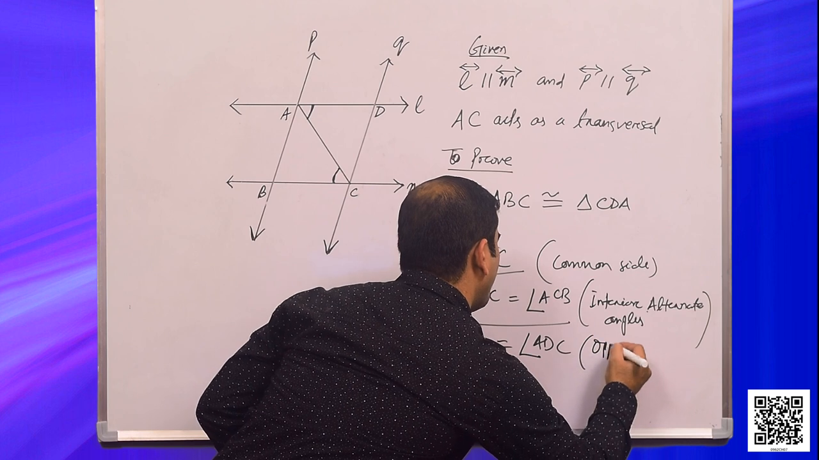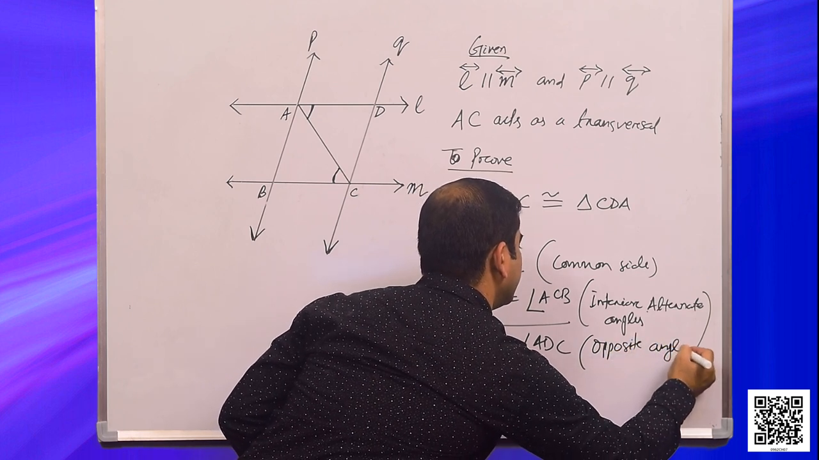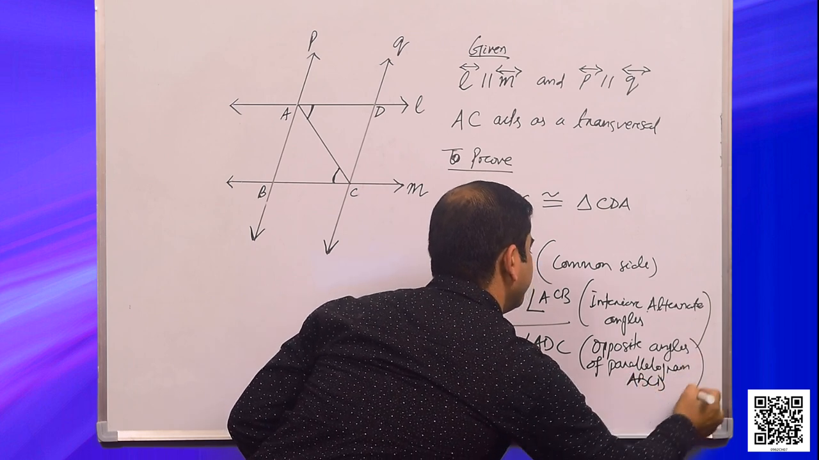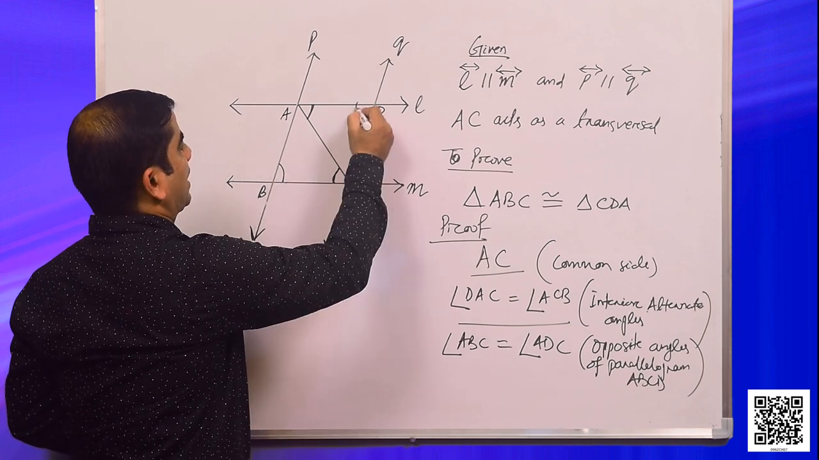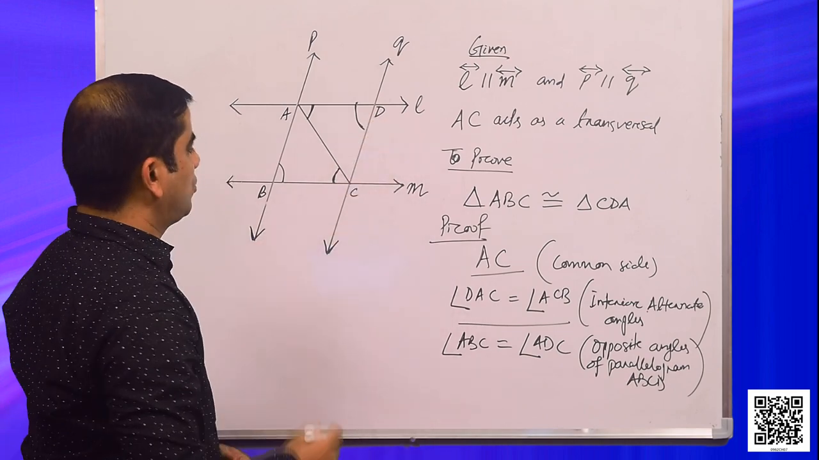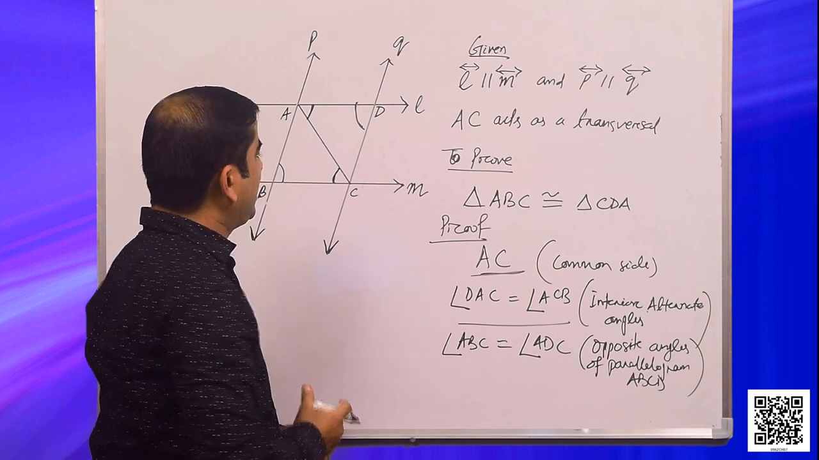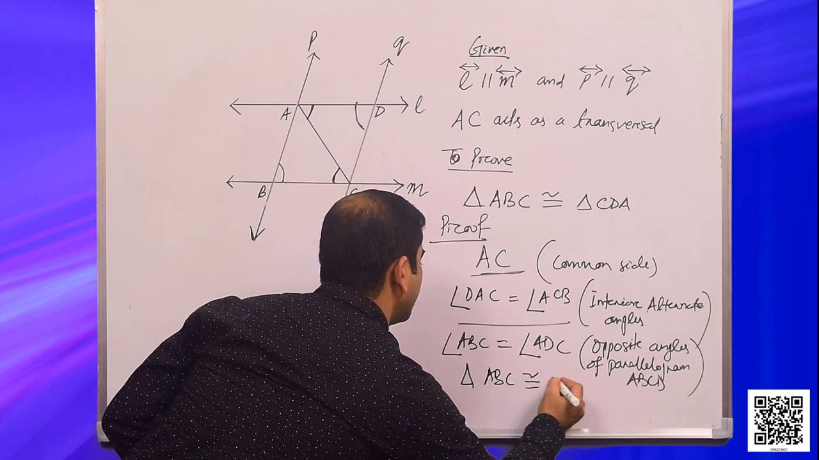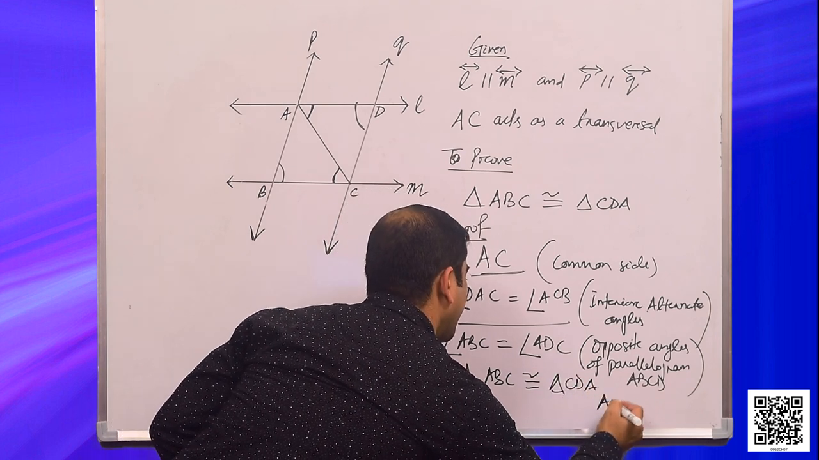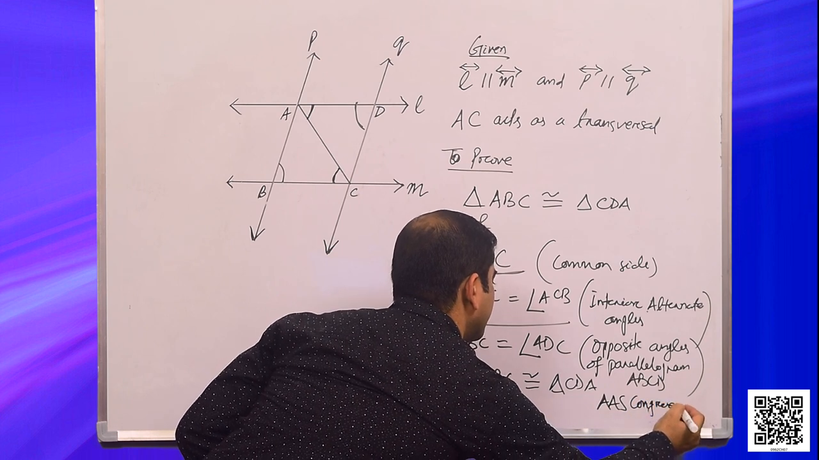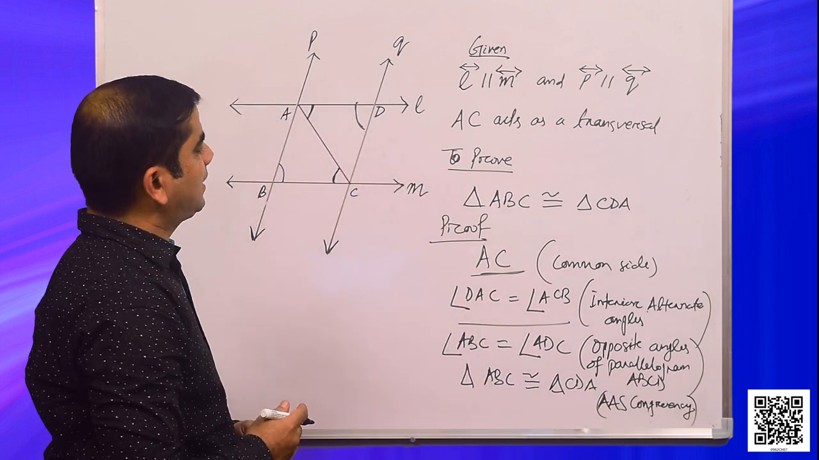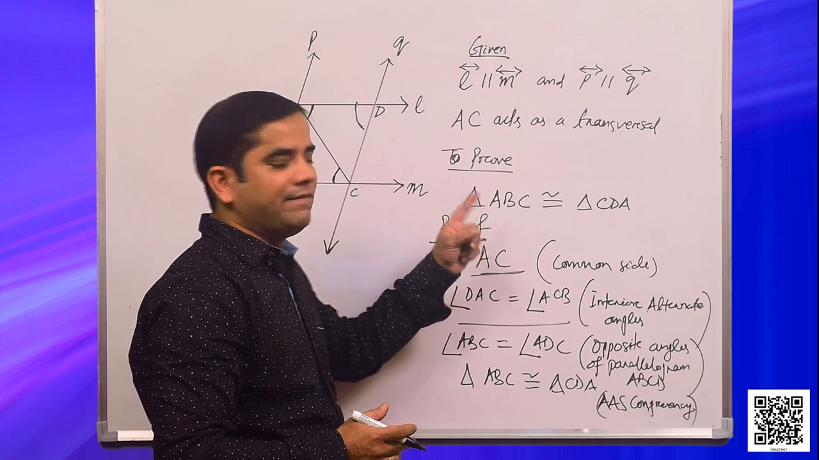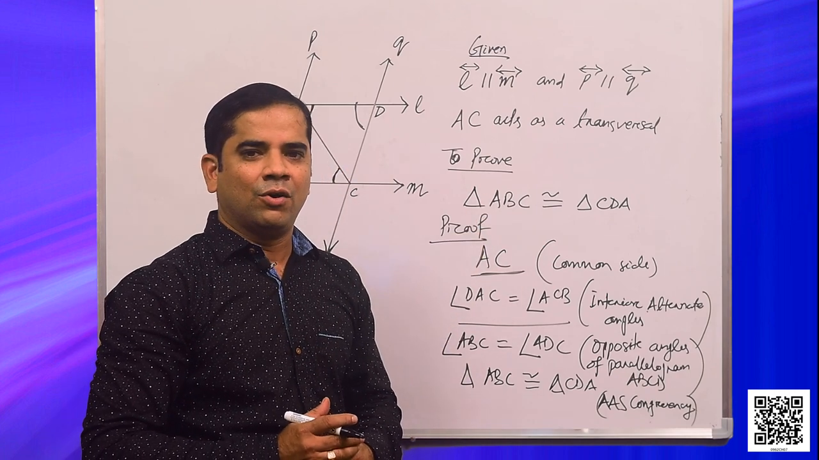Why? Opposite angles of parallelogram ABCD. So now we have a common side and two pairs of equal angles. So now we can say that triangle ABC is congruent to triangle CDA by AAS congruency. So we have proved that triangle ABC is congruent to triangle CDA. Fine. Hope you understood it.